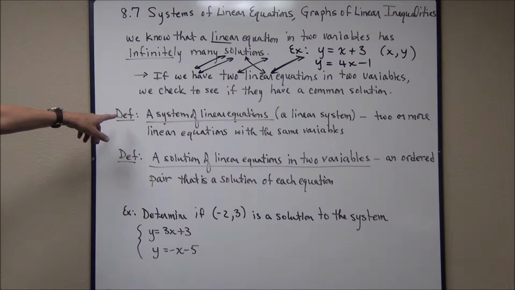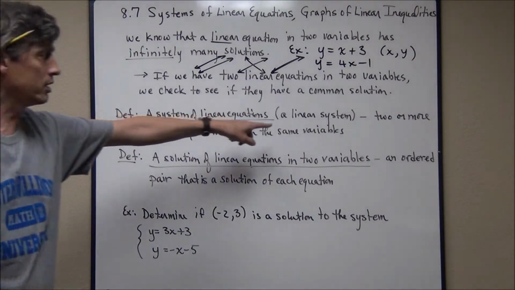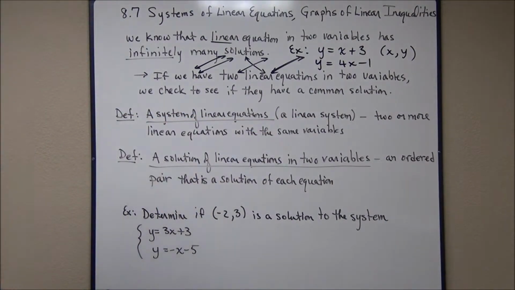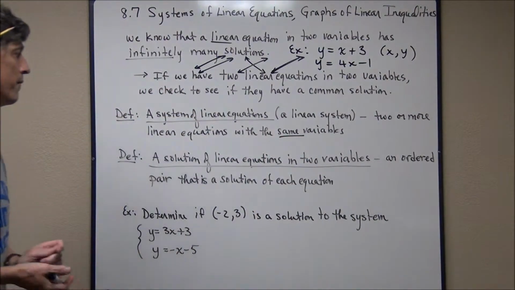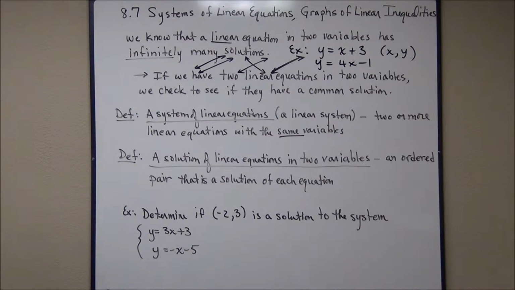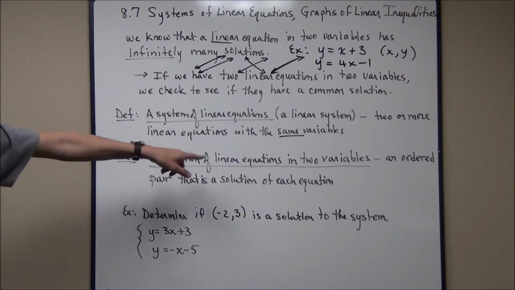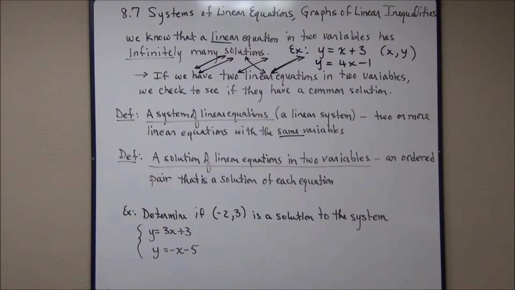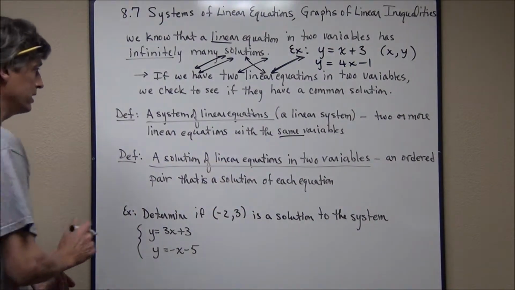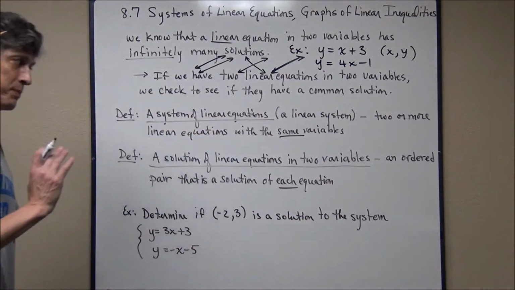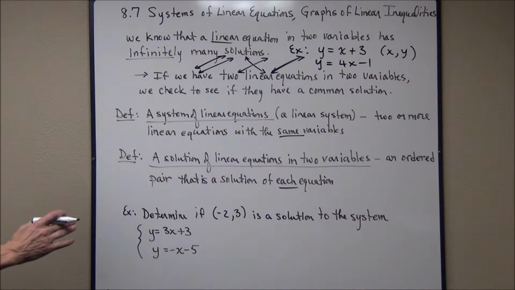So now, what is a system of linear equations? The book calls it a linear system. It's two or more linear equations that have the same variables. They must have the same variables. Now, we'll be looking at what we call 2x2 systems. Those are two equations with two variables, the same two variables. A solution to a system of linear equations in two variables is an ordered pair that's a solution of each equation. It has to satisfy both. It can't just make one of them true. It's got to make both of them true.